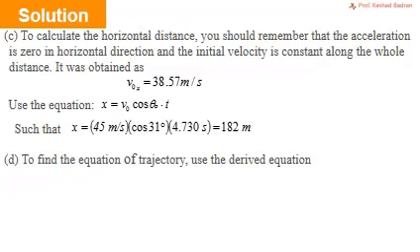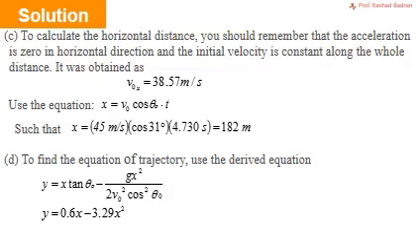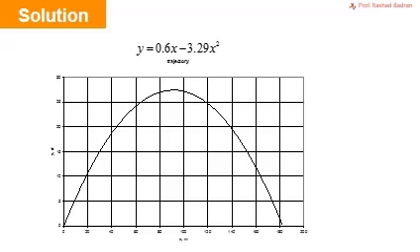To find the equation of trajectory, we have to use the derived equation and insert in this equation the value of theta naught, and that is 31 degrees. So in order to get the equation of trajectory as requested, which is y equals 0.6x minus 3.29 x squared. Now we can use the equation of trajectory by substituting different values of x and get the corresponding values of y. And here we got this trajectory as shown in the figure.